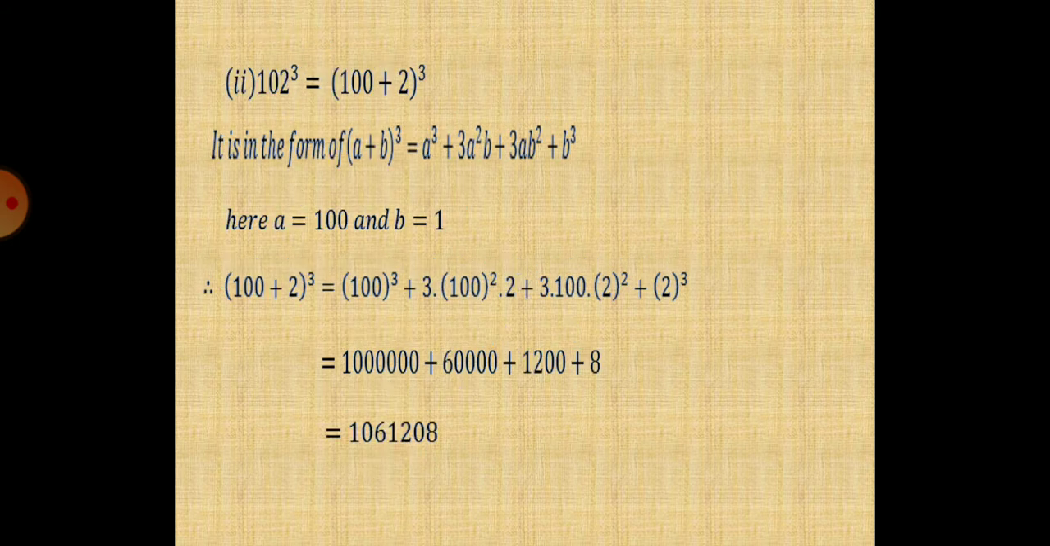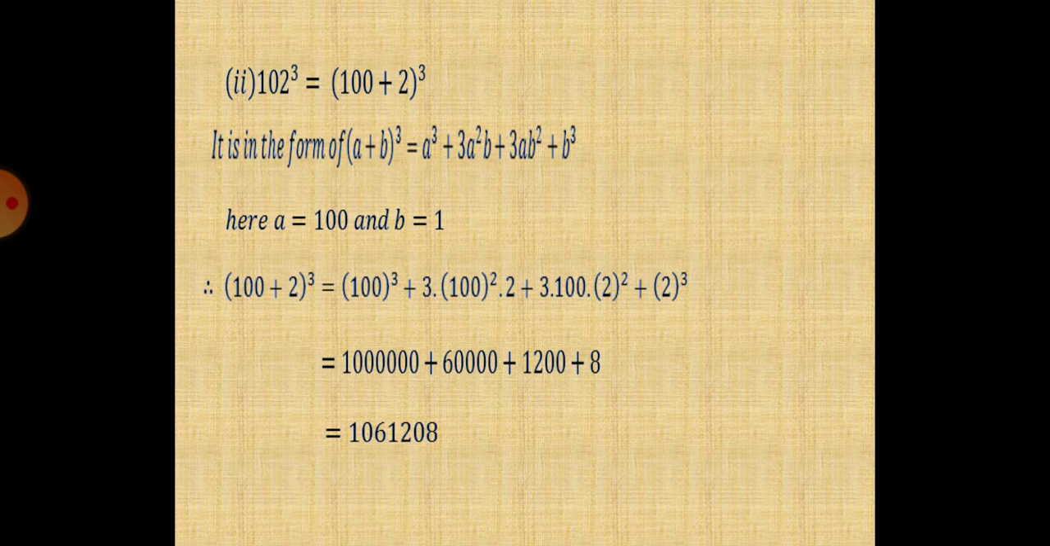Next question is also similar to this. 102 whole cube means again a multiple of 100 plus 2. That is 100 plus 2 is 102 whole cube. Instead of multiplying 102 3 times, we can perform this multiplication within no time using the identity. Here it is in the form of a plus b whole cube is equal to a cube plus 3a square b plus 3ab square plus b cube.